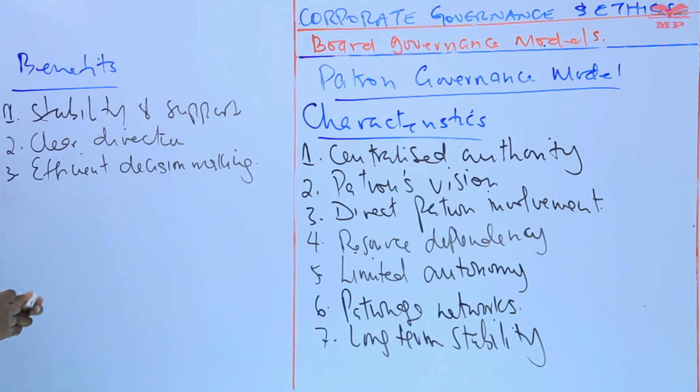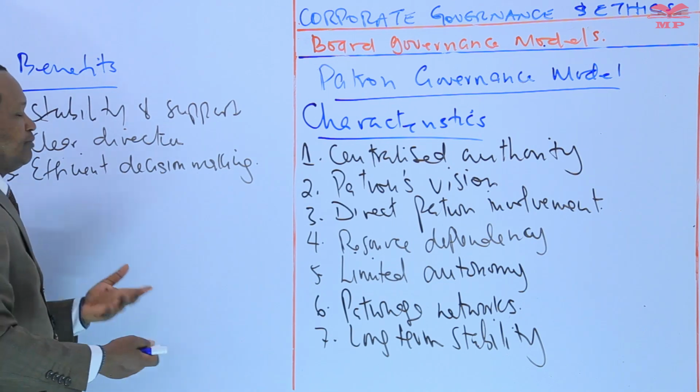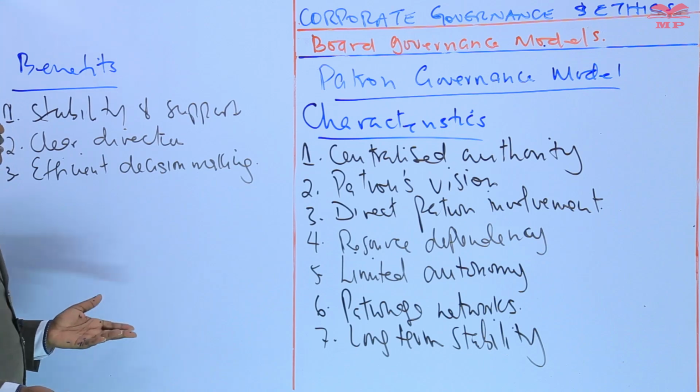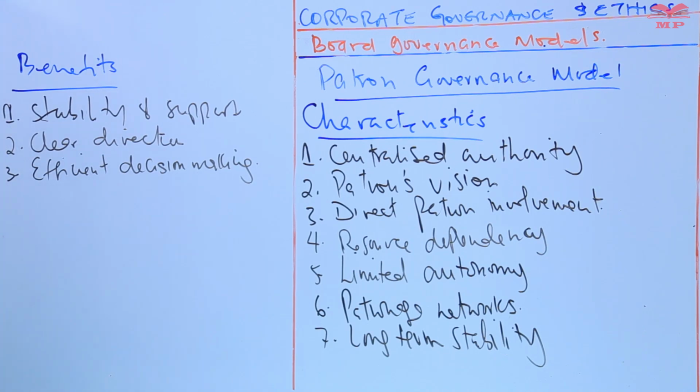Efficient decision making. Decision making can be streamlined as the patron has the authority to make key decisions without the need to deliberate or even the need for consensus building processes. So decisions can be made efficiently without the need for many meetings, many consensus building meetings, and so on.